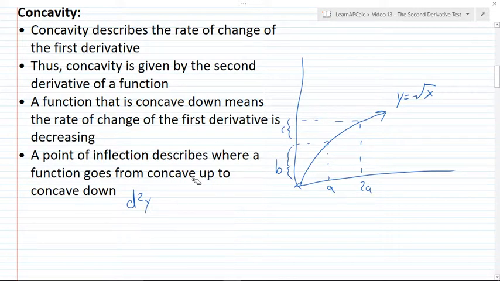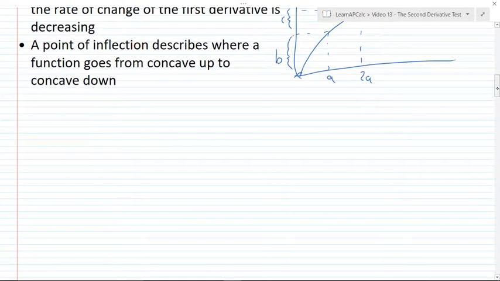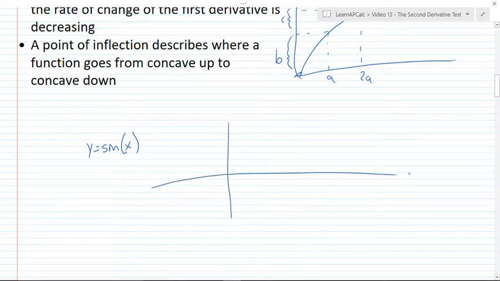And then we also went over points of inflection, and this is basically, think about y equals sine x. If I draw a very quick graph of this, you can see that we're going from concave down here to concave up over here. And so a point of inflection describes where we go from concave up to concave down.